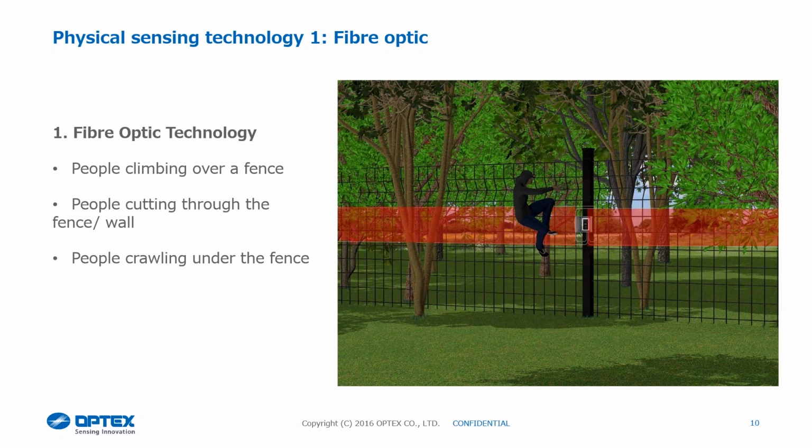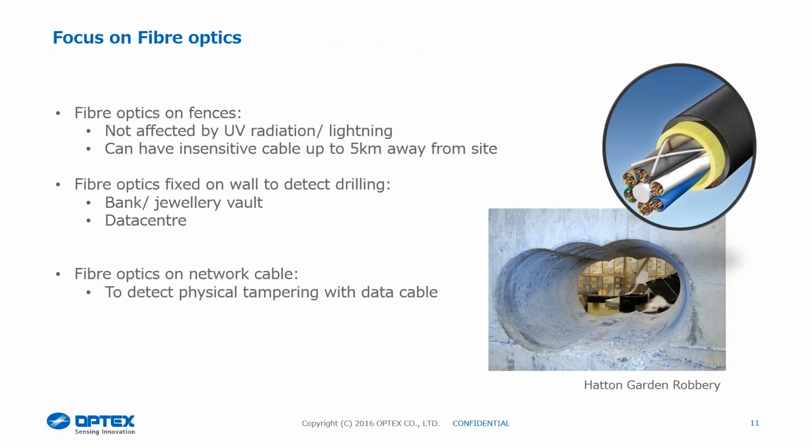Morning, everybody. So yeah, the first technology that we're going to look at is fibre. Typically, fibre is used for detection on fences. So you're looking for somebody cutting or climbing a fence line, or we can actually give detection for anyone trying to burrow underneath a fence line.